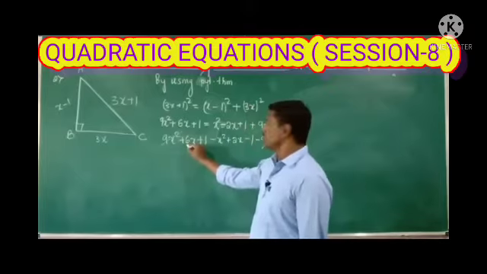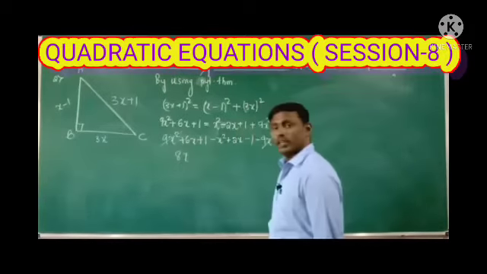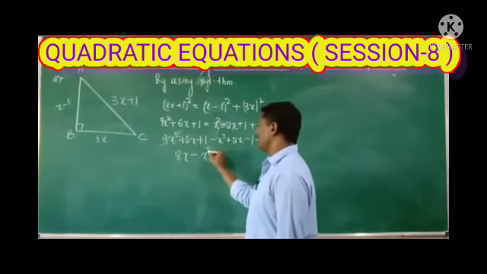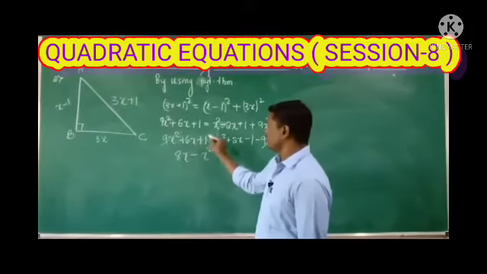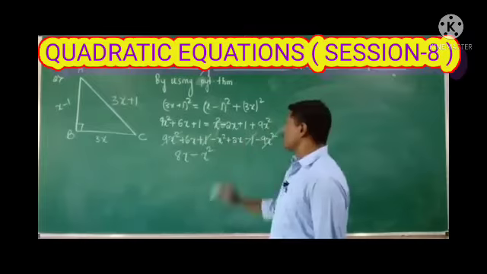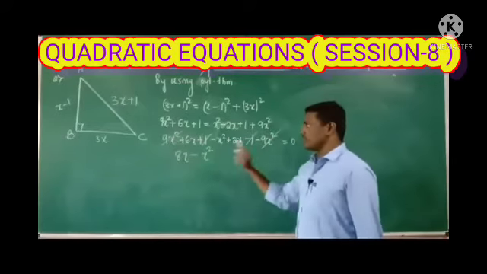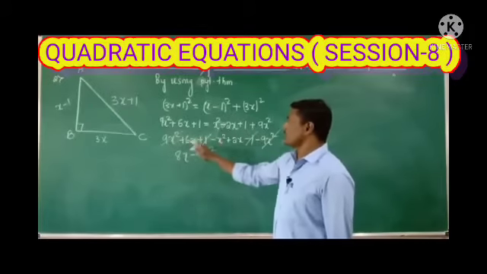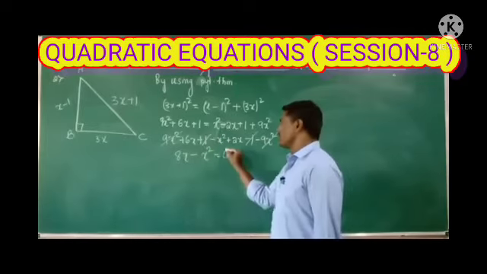6x plus 2x is 8x, and minus x square. Next, plus 1 and minus 1 get cancelled, 9x square minus 9x square get cancelled. The remaining terms are 2x plus 6x, which is 8x, and minus x square, which is equal to 0.